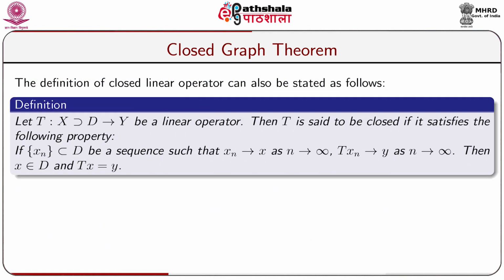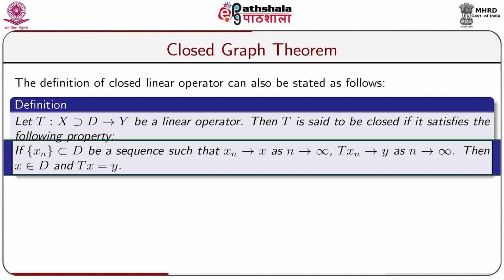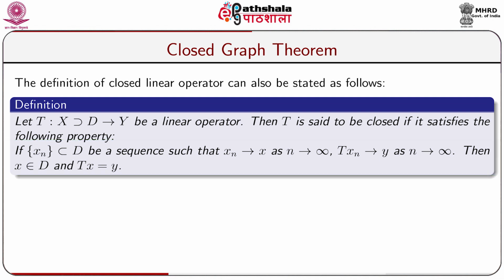The definition of closed linear operator can also be stated as follows. Let us take a definition. Let T be a mapping from D to Y, where D is a subset of X, be a linear operator. Then capital T is said to be closed if it satisfies the following property. If a sequence xn is taken from D such that xn goes to x as n tends to infinity, and Txn goes to y as n tends to infinity, then x must belong to D and Tx is equal to y.